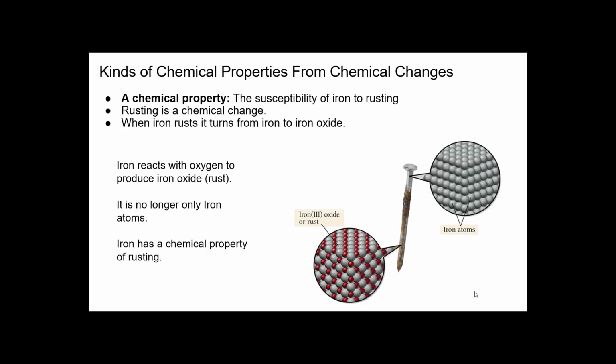So, kinds of chemical properties from chemical changes. A chemical property is the susceptibility of iron to rust. Iron has a chemical property that we know that if we leave it out in the environment long enough, it will start rusting. It will interact with oxygen, and it will go from strictly iron atoms to now iron and oxygen atoms, and that is where the rusting takes place. It is no longer iron by itself. It is a completely new compound, and that's why it's rusted. Iron has a chemical property of rusting. That's where the iron(III) oxide comes from. It is no longer just an iron nail.